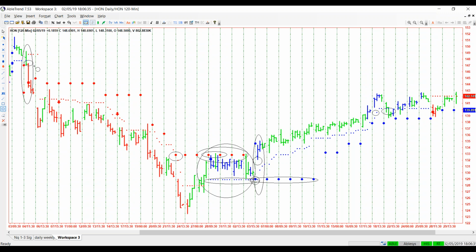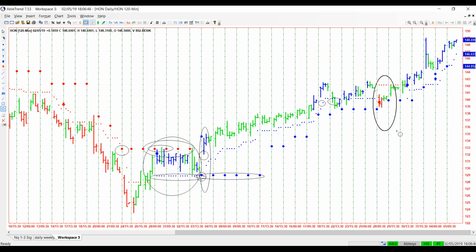And the stop loss goes on the top of the red bar. Just like when we went long, it went on the bottom of the blue bar. Down and away it went, huge downtrend, big winner.